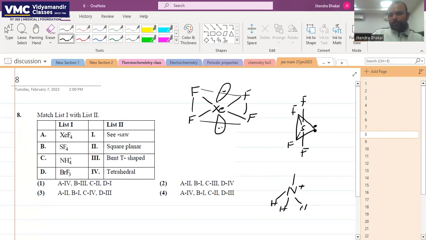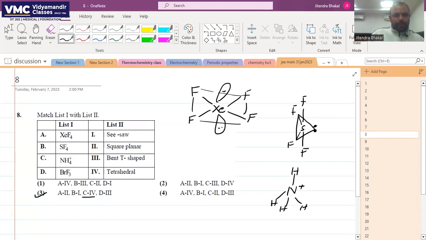Now I think we can guess the answer, which option is correct. With A, we are matching the second one. So out of second and third, option 1 is correct. Then with C, tetrahedral, we will match the fourth one. So option 3 is the answer. C matches with the fourth, tetrahedral.